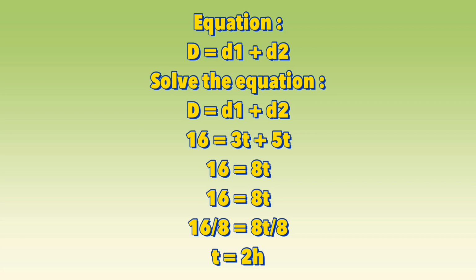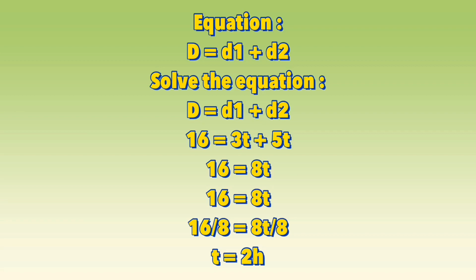Then substitute d1 for the distance of Lorna. Remember, we have d equals rt. So the rate of Lorna is 3 kilometers per hour times t, so that's why it becomes 3t. Plus the rate of Peter, we have 5 kilometers per hour times t, so that's why it becomes 5t.